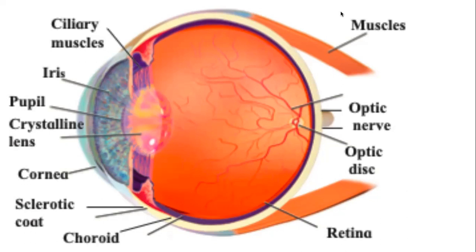Once again, the important parts are the cornea, which is just a transparent cover. The iris, which is a muscular, skin-like screen. It has a hole in the center, which is called the pupil. Behind that, there is a crystalline lens, which is held in its place by ciliary muscles.